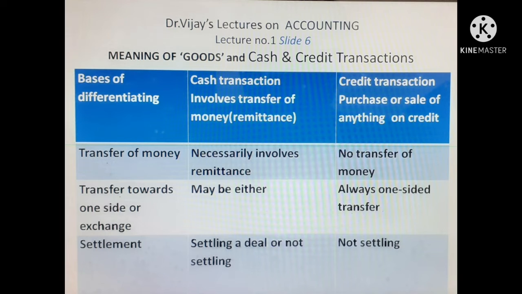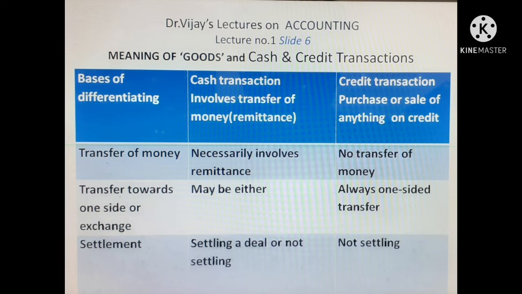We are going to slide 6. We have seen barter transactions cannot be recorded in the account book because the value of what is exchanged is not measured in terms of money. Where it can be measured, then it can be recorded in the account book. So excluding barter transactions, there are 2 other types of transactions: cash transactions and credit transactions.